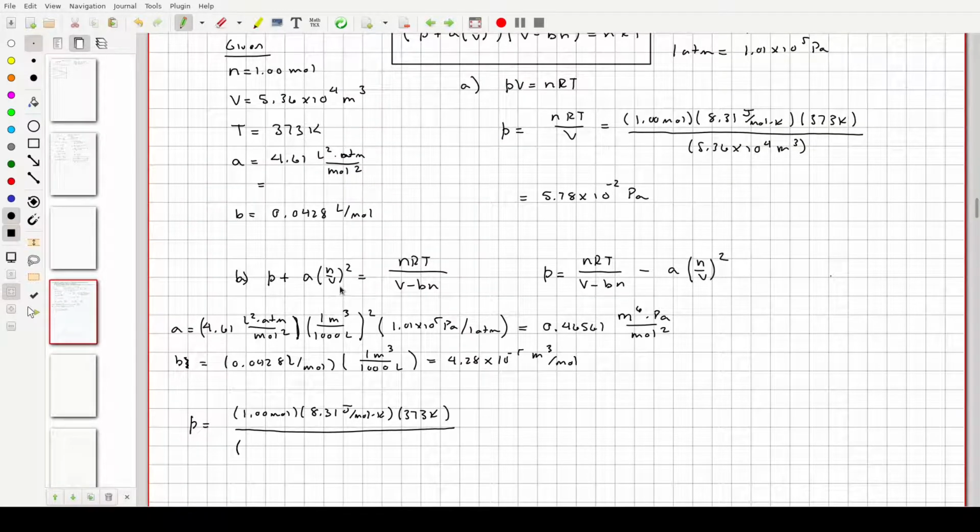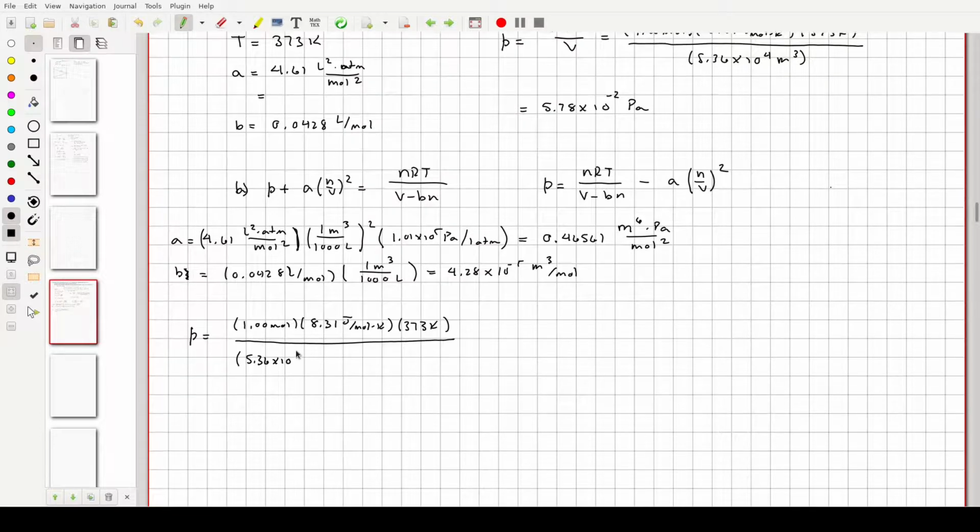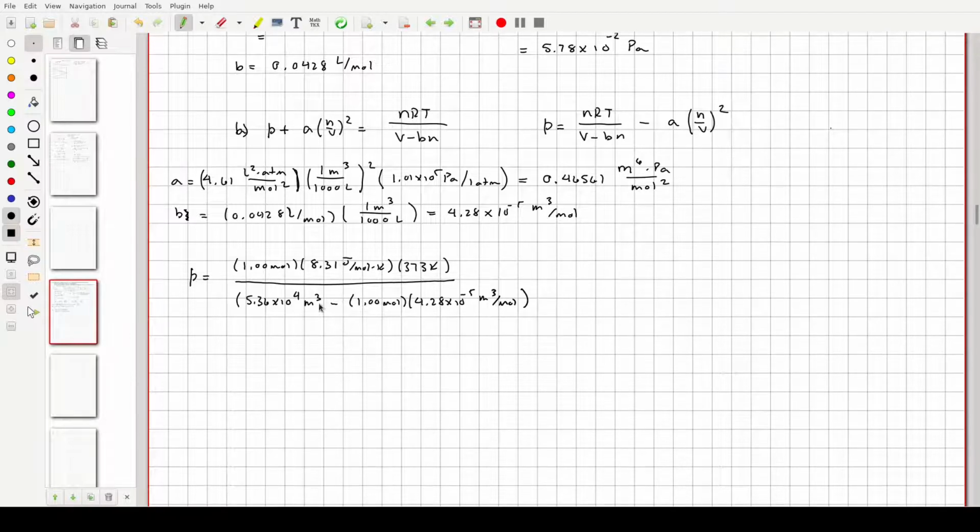The volume was 5.36 times 10 to the fourth cubic meters. And then I have to subtract away b times n. That's 1 mole times b, and b was 4.28 times 10 to the minus fifth cubic meters per mole. So I would like to point out the units here. You have cubic meters because this is a volume. Clearly, you can see here the moles are going to cancel, giving you cubic meters.